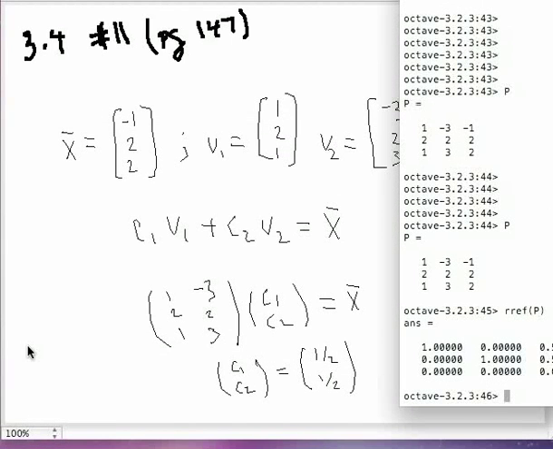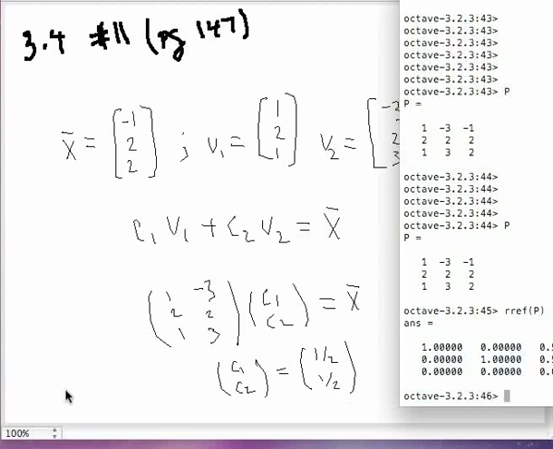So all this is this last column over here. I've essentially augmented this matrix with X, and solved it and found C1 and C2 for this linear combination. So again, I'm solving a system of equations. It's just underdetermined. Except now in our new terminology, the coordinates of X relative to this basis V1, V2 are 1/2, 1/2.